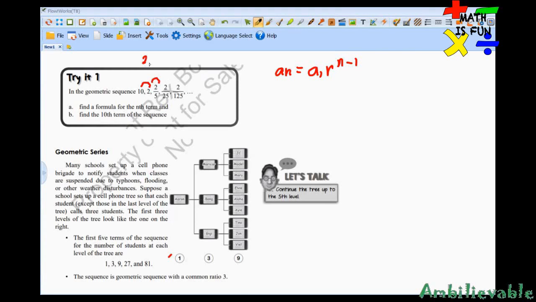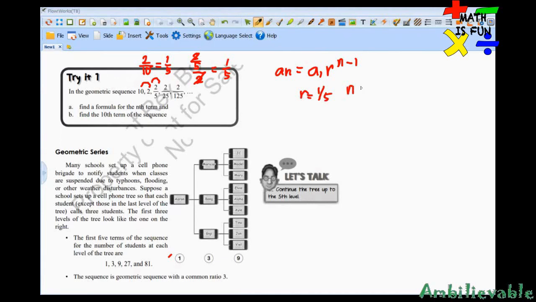So 2 divided by 10, also 2 over 5 divided by 2. So definitely we have 1 over 5 as the common ratio. This is also the same thing. We reduce this, so it is 1 over 5. Same with the rest. So our common ratio r is 1 over 5.